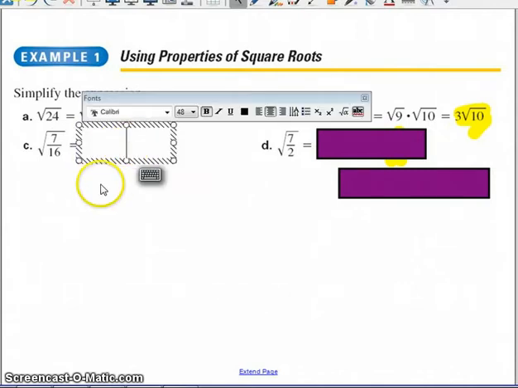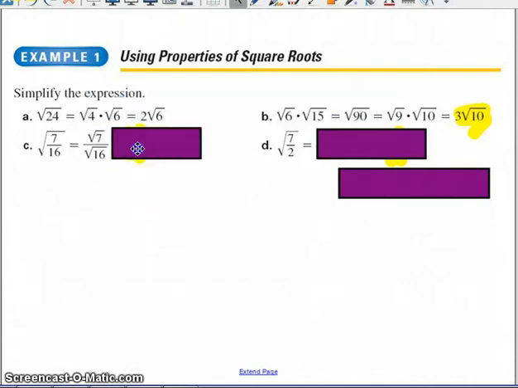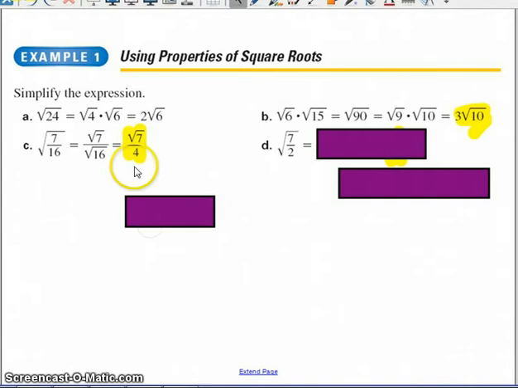I can take the square root of 7 over the square root of 16. When I do it that way, I know what the square root of 16 is, and I can finish off with square root of 7 over 4. This is considered fully simplified. Last example here, root 7 over 2.